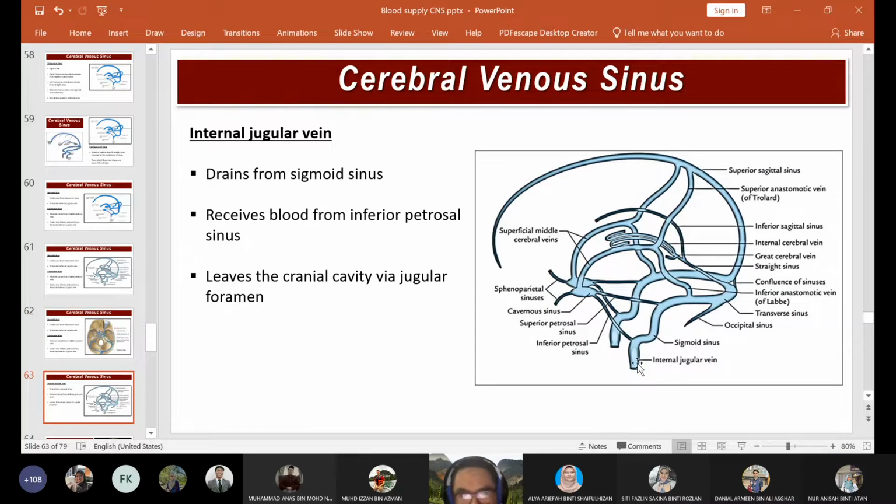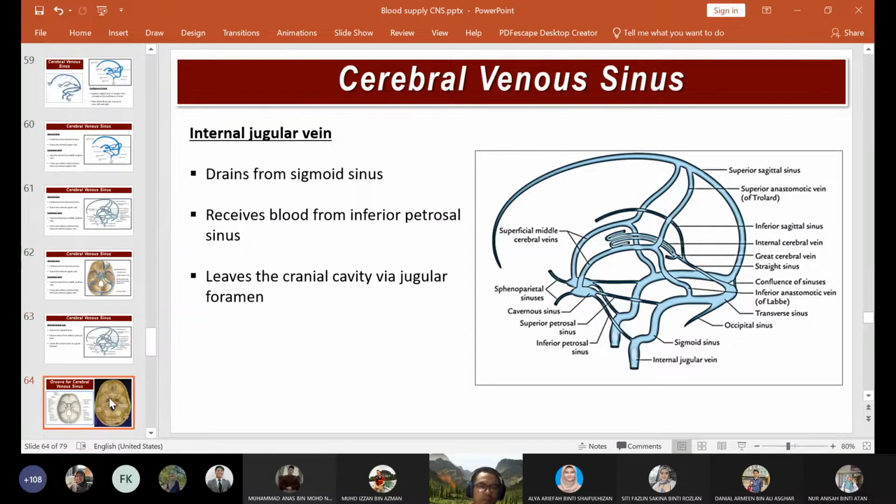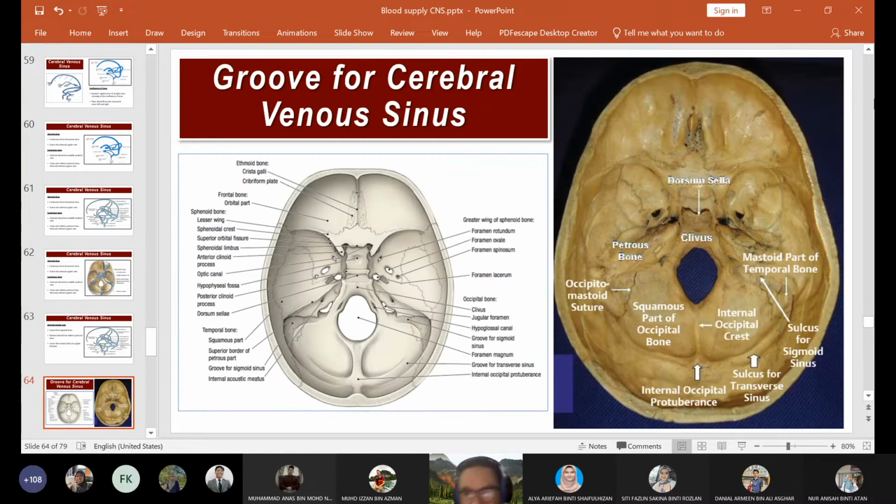Very good. So this is your IJV. IJV is here. Internal jugular vein, draining from the sigmoid sinus and also draining from the inferior petrosal sinus, and then leaving through the internal jugular foramen. How was it? Boleh lah kot. Okay, another one I want to show.